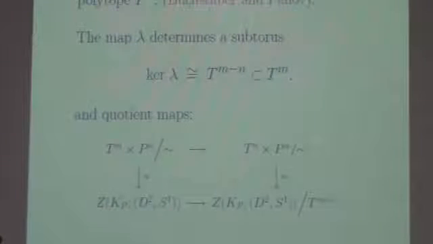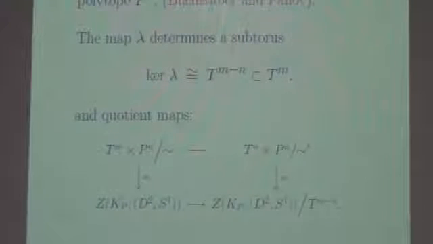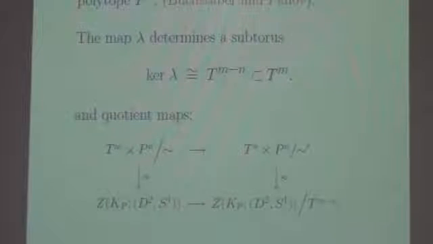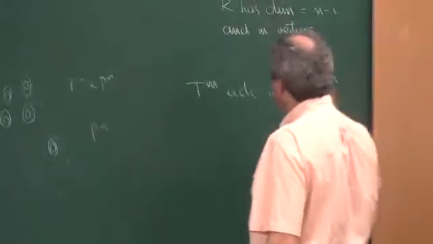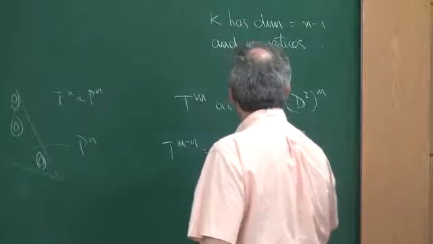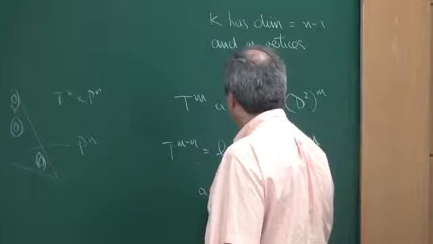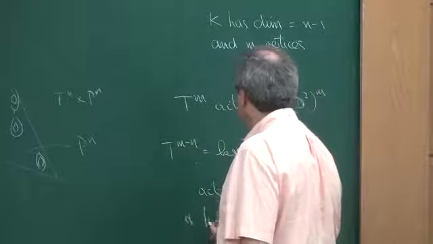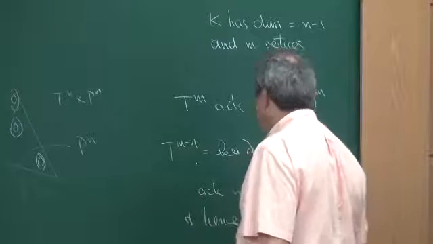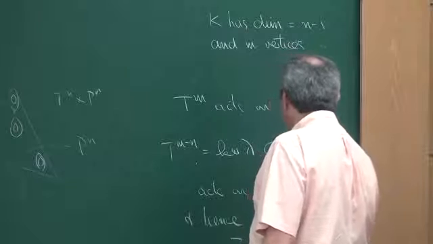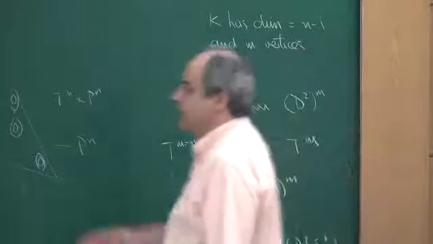And now, the M-torus acts on the M-fold product of two disks, D2 to the M. So in particular, T^(m-n), which is the kernel of lambda, which is contained in the M-torus, acts on D2 to the M, and hence, because it's an invariant subspace, on the polyhedral product. So it acts on this.